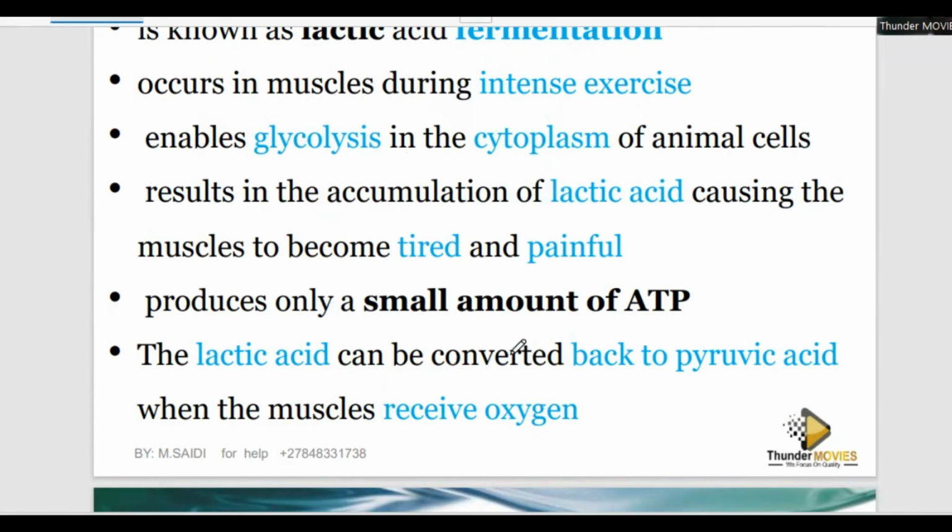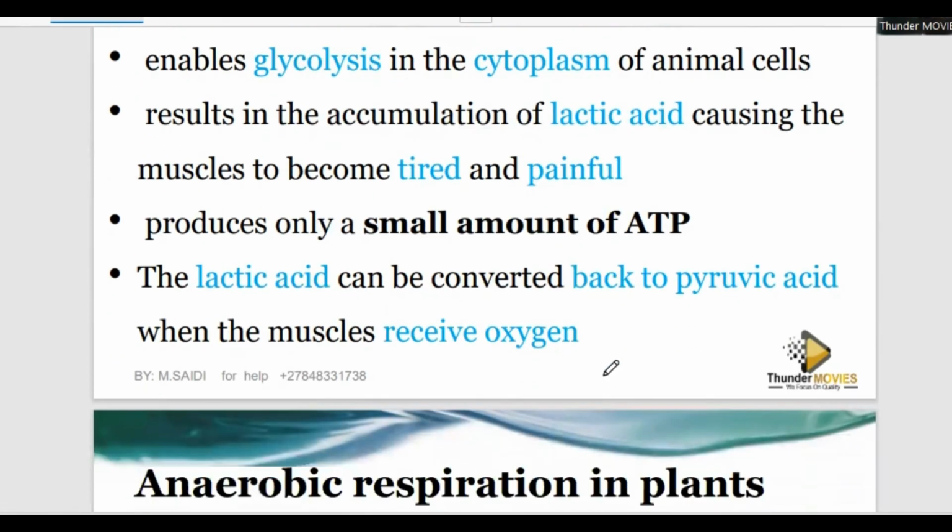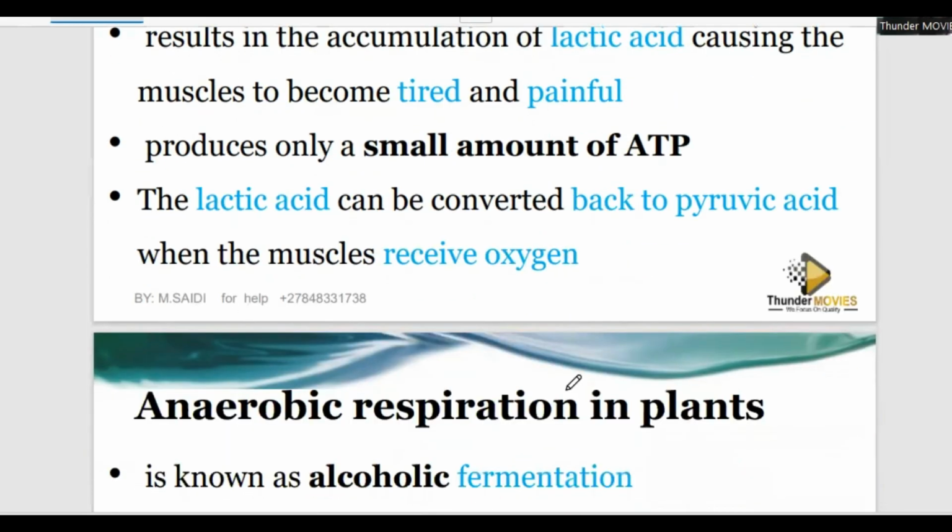Lactic acid can be converted back to pyruvic acid when the muscle receives enough oxygen. So when the muscle receives enough oxygen, it can be converted into pyruvic acid, and then we can take it to the Krebs cycle and oxidative phosphorylation, and the maximum amount of energy can be produced.